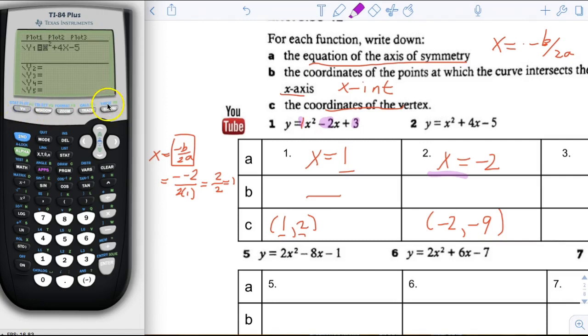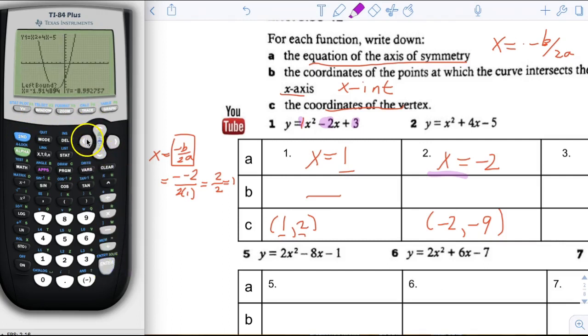So the way you do that is you look at the graph and you say, okay, I see it intersects here and it intersects here. Where are those points exactly? So you're going to do second calc 0. Second calc 0 finds when y equals 0. And 0 is option 2 here, right?